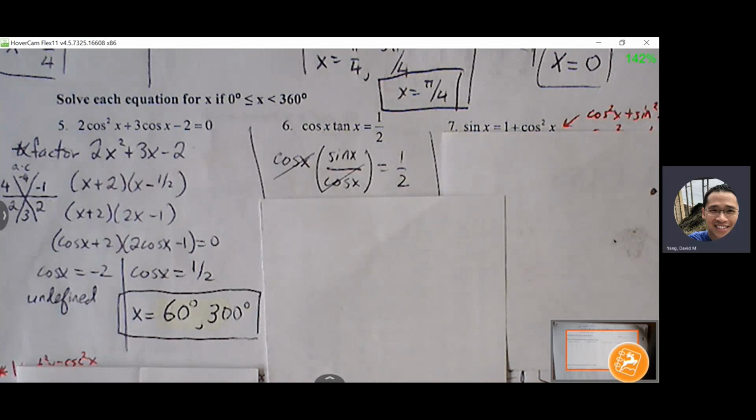Tangent can be written as sine over cosine. The cosine cancels out nicely. So we're simply asking, when is sine equal to 1/2? First and second quadrant, right?